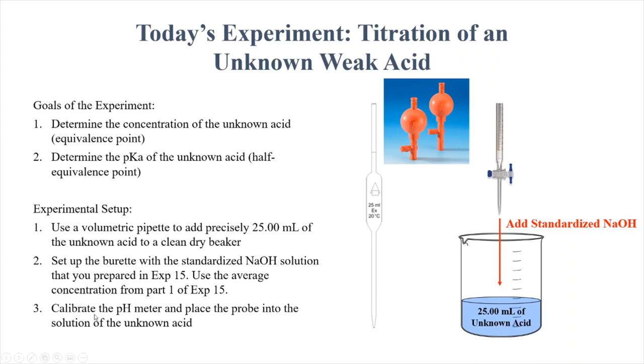Okay, so then what we're going to do is calibrate the pH meter and place the probe into the solution of the unknown acid. This is just a couple of steps. We take the meter and put it into a solution where the pH is 7, and we tell the meter this is 7. Then we take that probe out, clean it off, and put it into a solution that's pH 4, and we tell the meter this is pH 4.